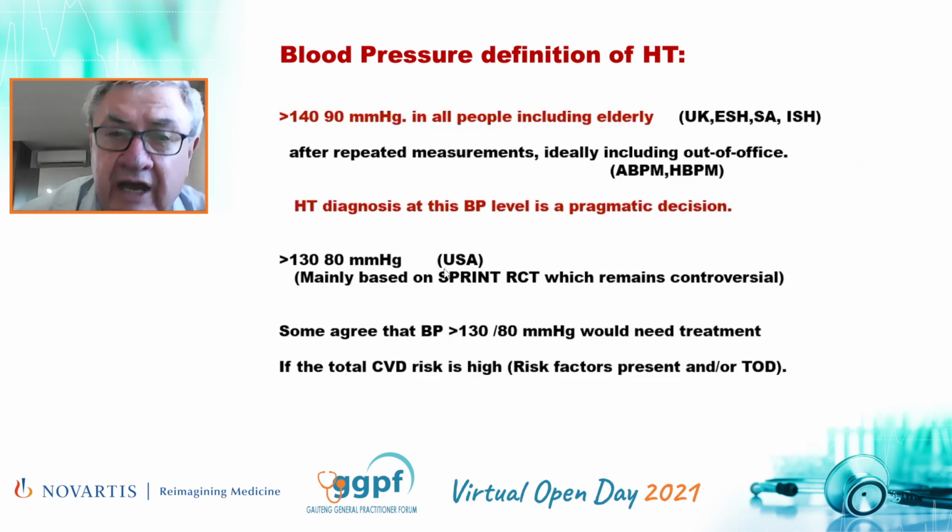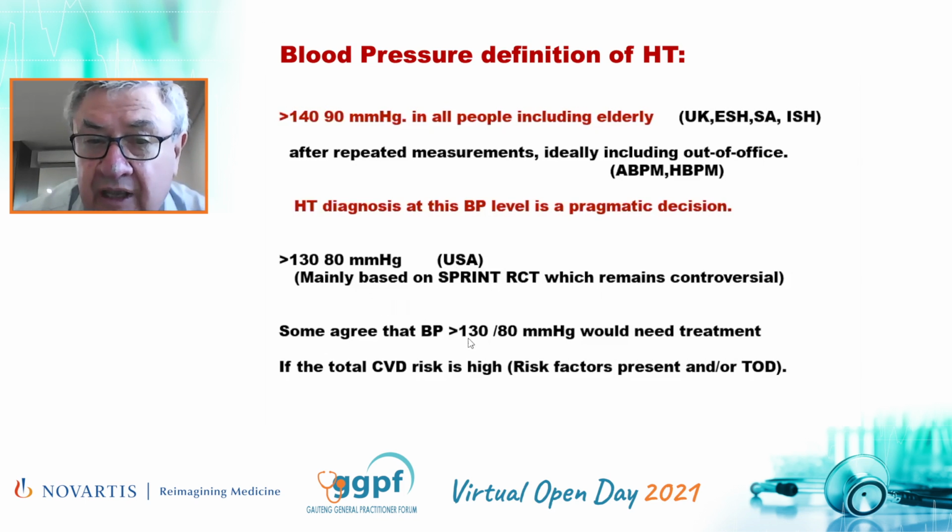Many other people outside the USA agree that a blood pressure of 130/80 would need treatment for hypertension if the total cardiovascular risk is high. In other words, there are lots of other risk factors present, or there is target organ damage. So I think this is a pragmatic sort of definition to say, yes, the definition is 140/90, but you can start treatment if the risk is high. And I think it's practical. We can use this in practice.